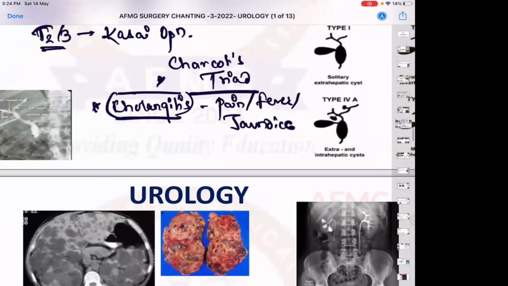Important. And if I add two more things to it, if I add hypotension and mental confusion to the Charcot triad, then it becomes which pentad? Charcot triad is pain, fever, jaundice.